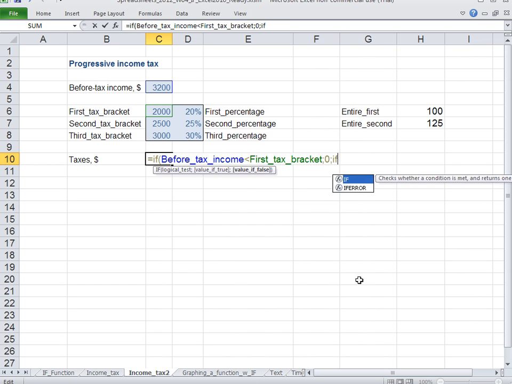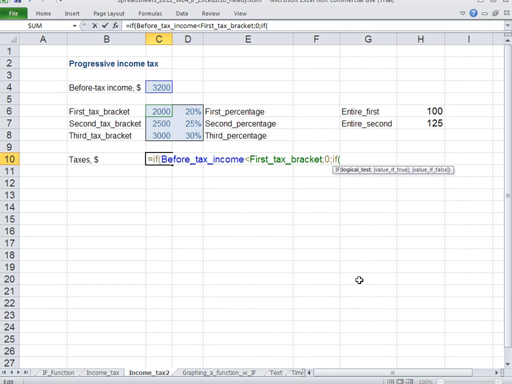If, parentheses begin, and now let's consider the option in case of which you are going to be between the first and the second. I mean, let's say that your income is going to be 2,300 or something like that.